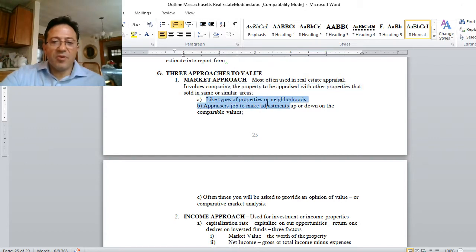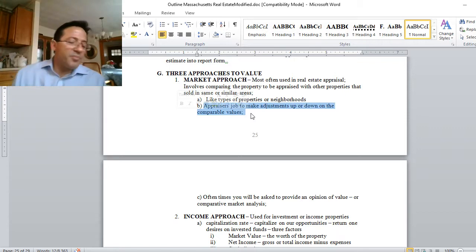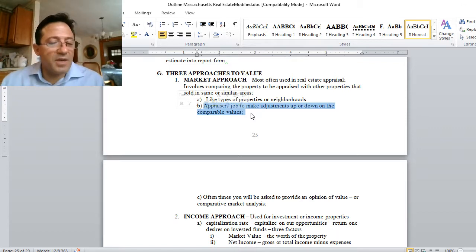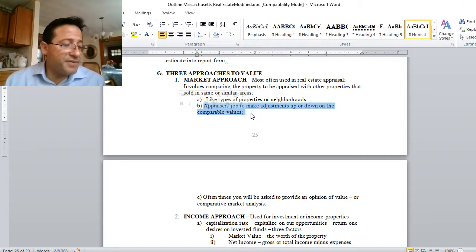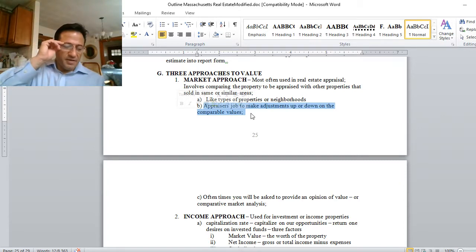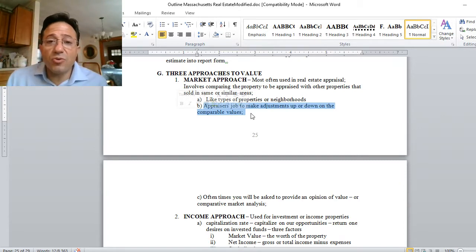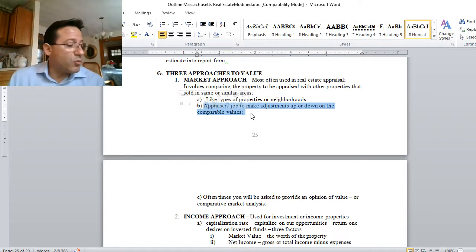Okay, like types of properties or neighborhoods are looked at. The appraiser's job is to make the adjustments up or down in the comparable values. Okay, and in the book it gives you an example. In my book it's a 9-11, but you can see the example. It almost looks like a table, and the types of factors that an appraiser will look at when they're doing the comparison approach is they will look at the dates.